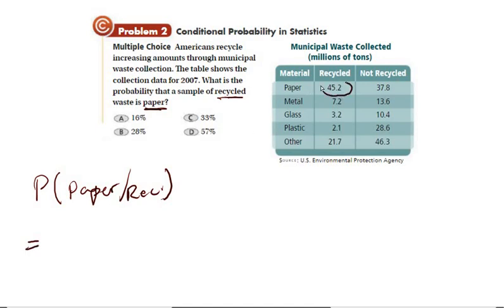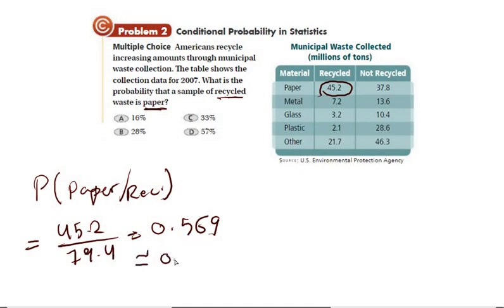And it's equal to this number, 45.2, over the total number or the total amount of recycled waste, which is 79.4. And this is equal to 0.569, or around 0.57, which is 57%.